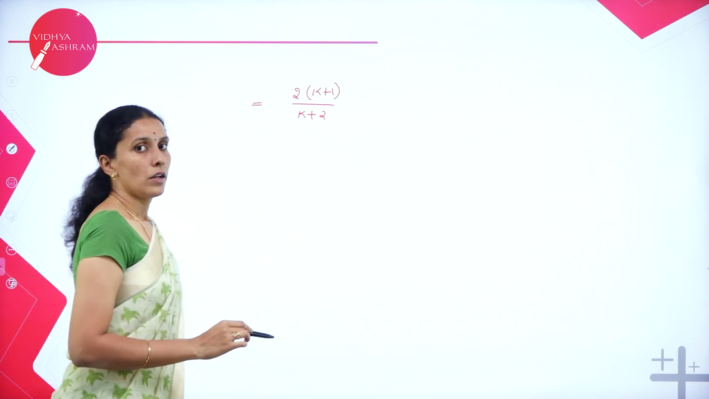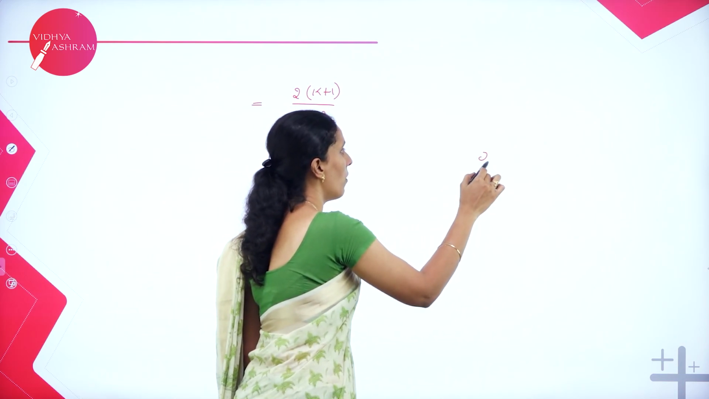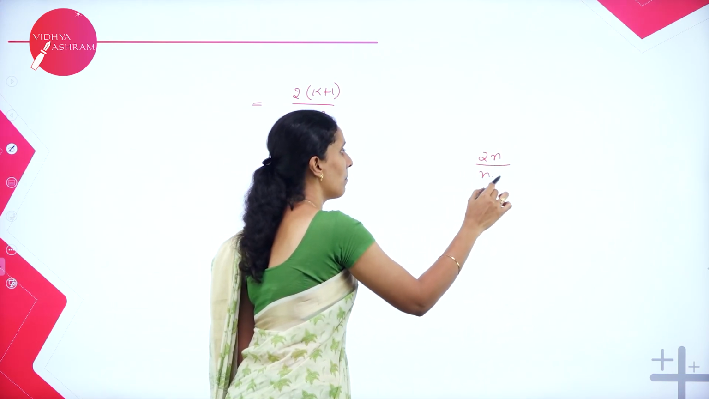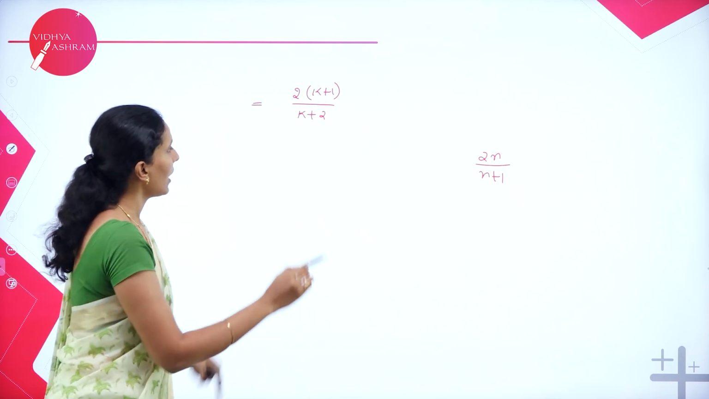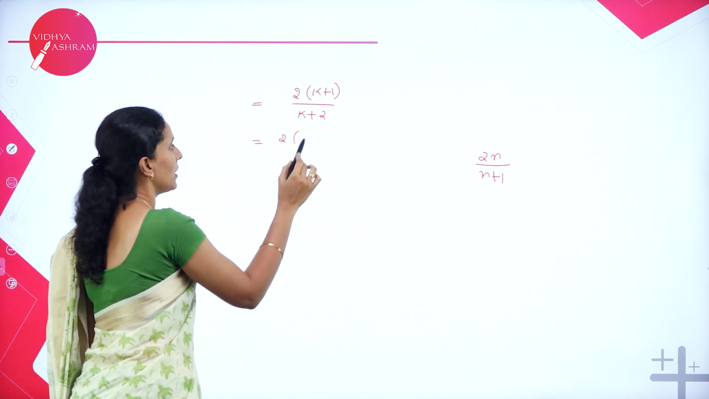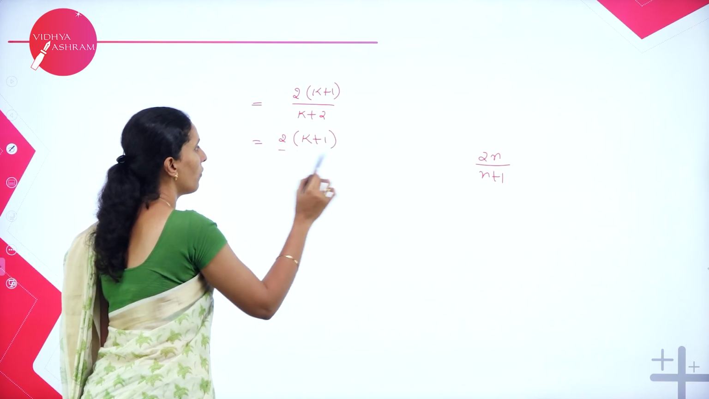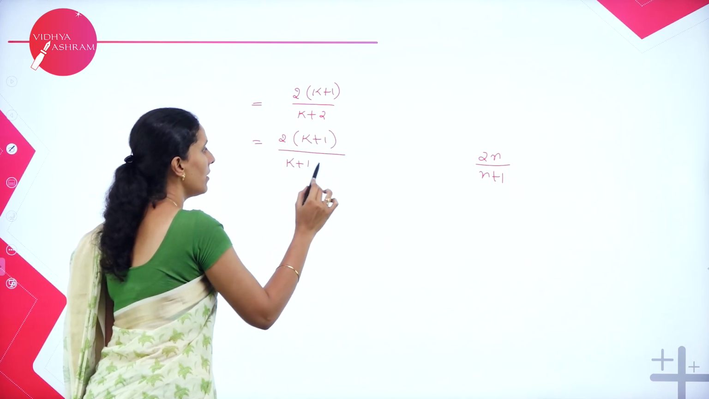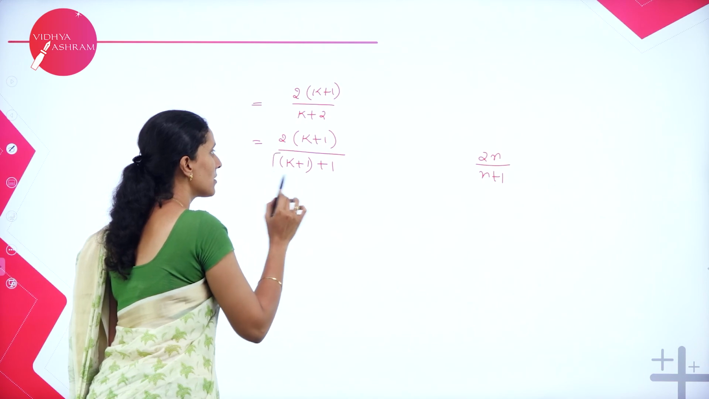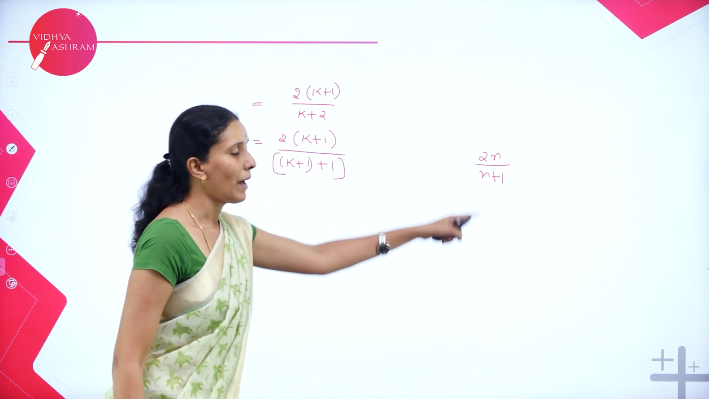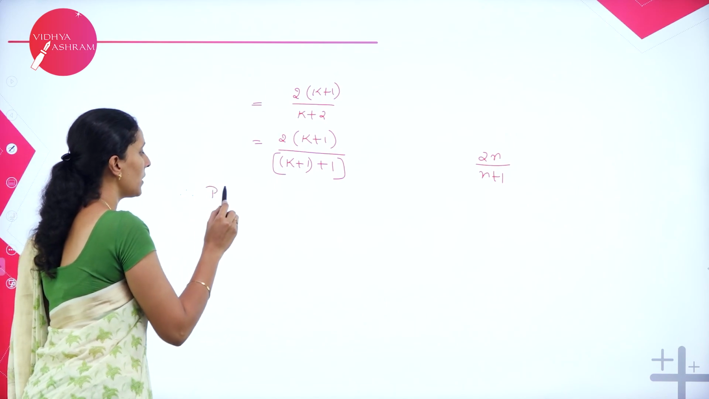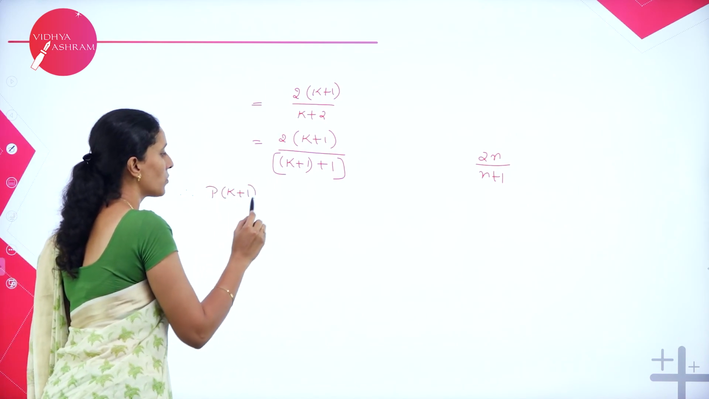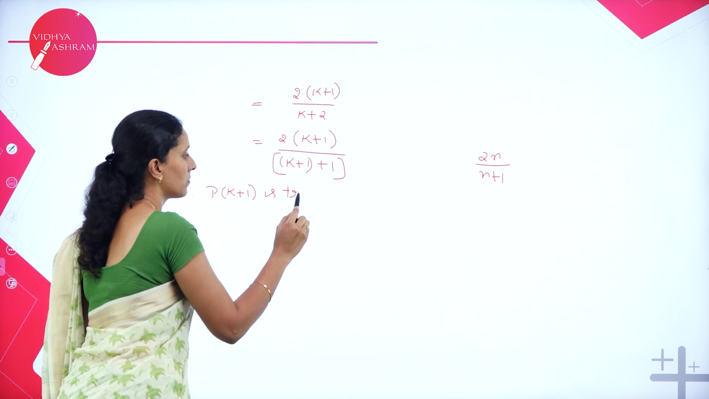So the summation must be in the form of 2n divided by (n+1). If you have n here, it is n+1. So if you have k+1, then it must be of the form (k+1)+1. Yes, this is in the form of the mathematical statement given. So therefore, P of k+1 is true.